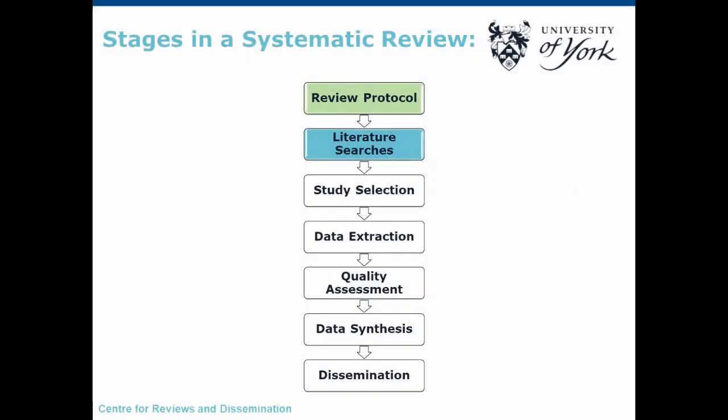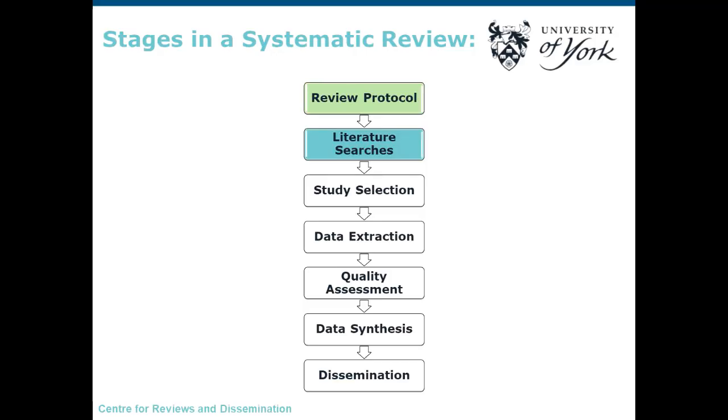There are several different stages in the process of conducting a systematic review. As you can see displayed on this diagram, this begins with the review protocol and concludes with the write-up and dissemination. Once it has been established that a systematic review is required, the first step is getting together the protocol, which will set out the methods to be used in the review.